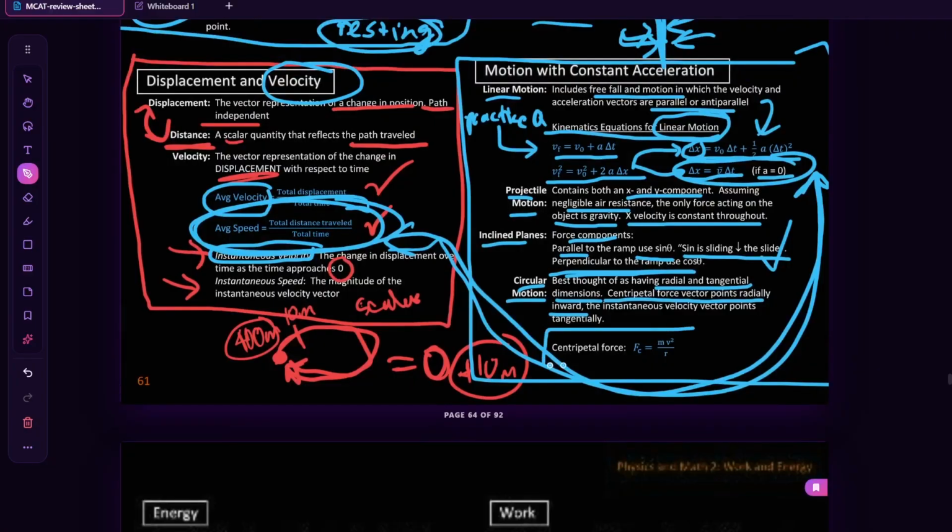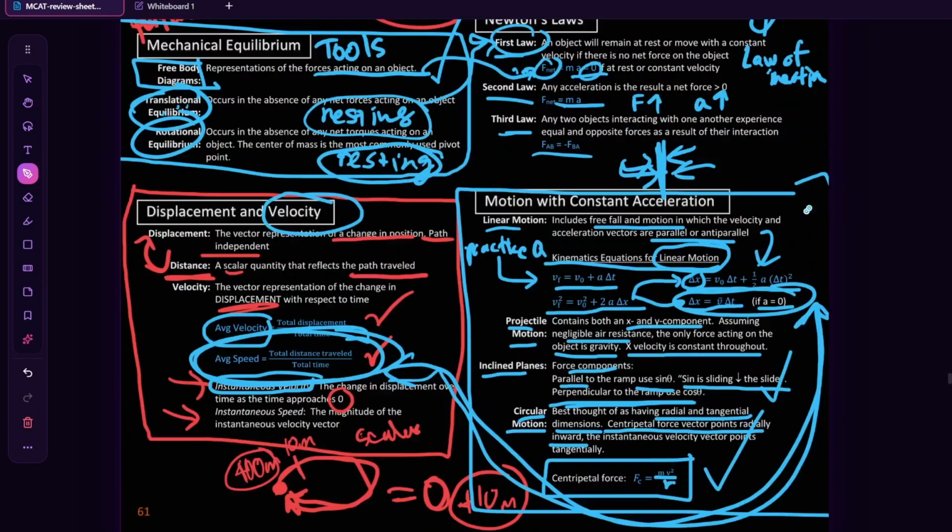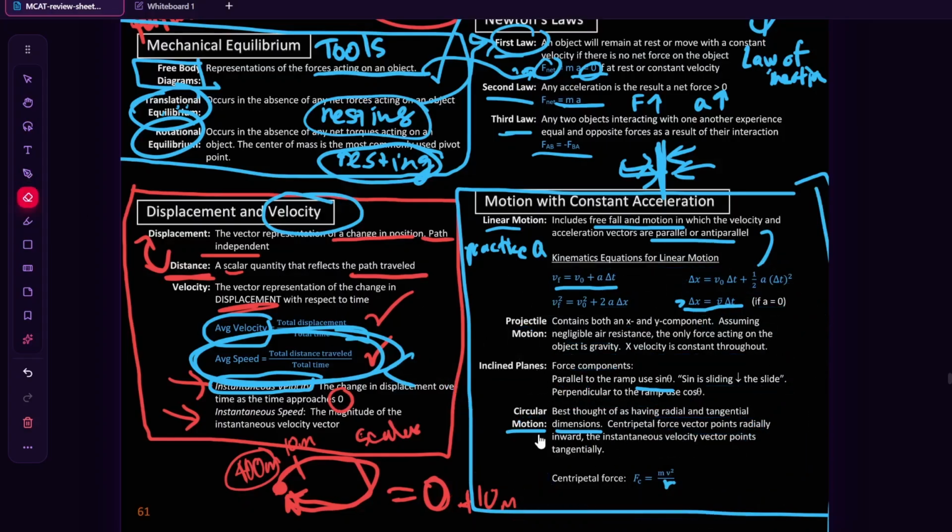We're going to be on chapter 2 soon. And so you use this formula here, Fc, so the centripetal force is equal to mass times velocity squared over the radius from the pivot point. So that's centripetal force for circular motion. And so do lots of practice questions specifically focused on kinematics.